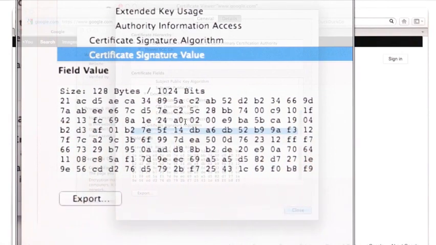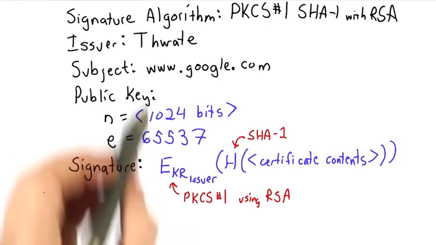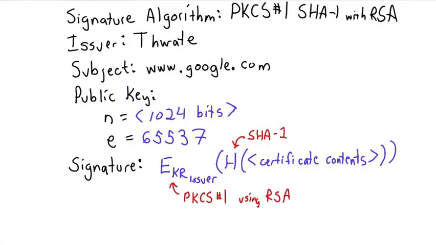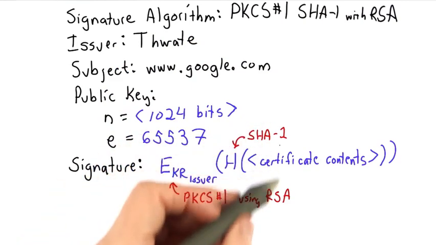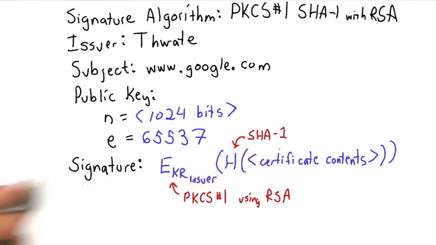So what is in the signature? It's the result of encrypting the hash of the certificate contents using the private key of the issuer. And the signature algorithm tells us what we're using for the encryption and the hashing functions. And both of these are popular but perhaps somewhat questionable choices. SHA-1 is known to have some weaknesses that may make it possible for attackers to find hash collisions.